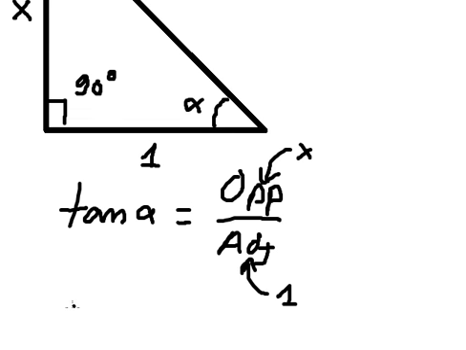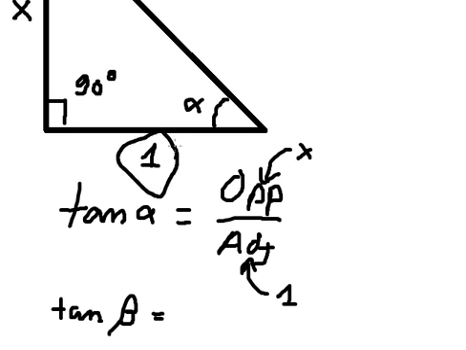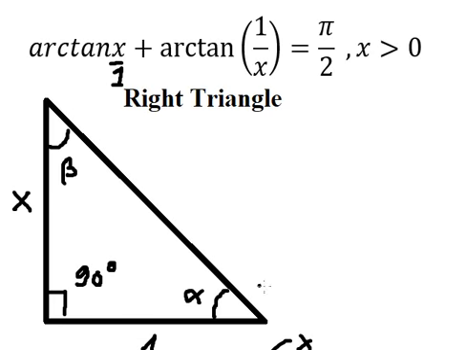And now we do something similar for tan beta in here. So the opposite of this angle is 1, and the adjacent is s.